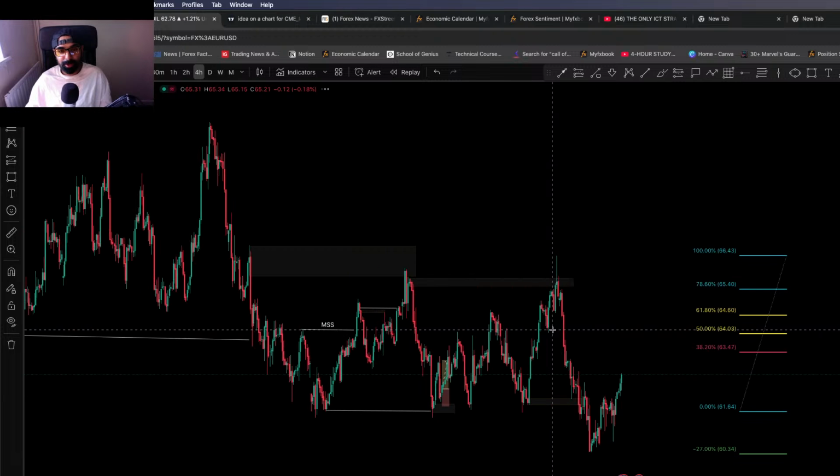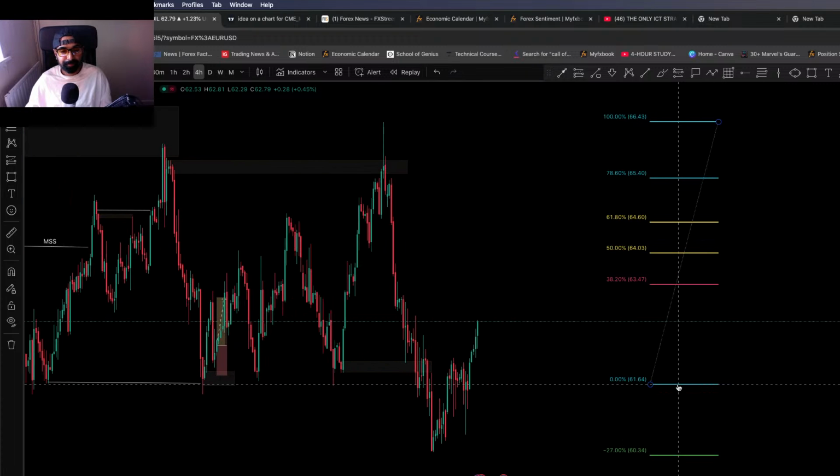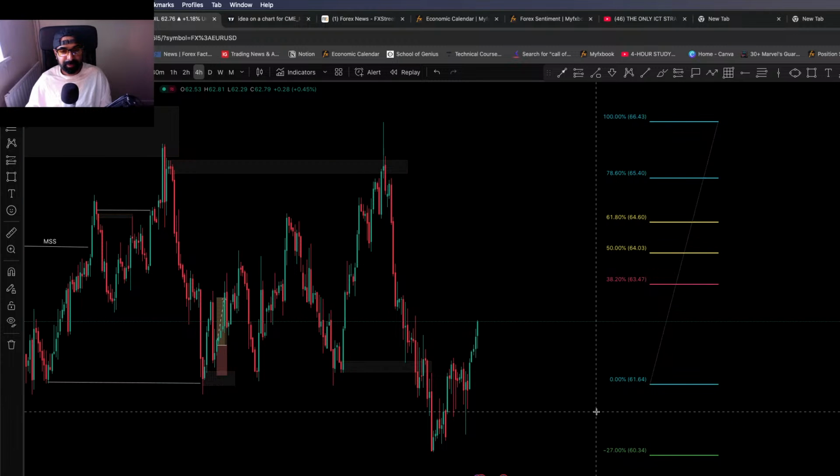US oil, I correlate this with USD CAD. It's just the same thing, but yeah, the order block.